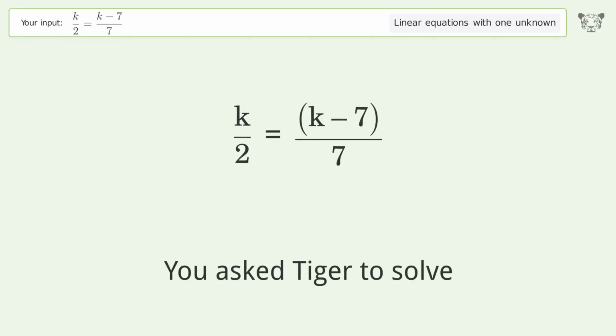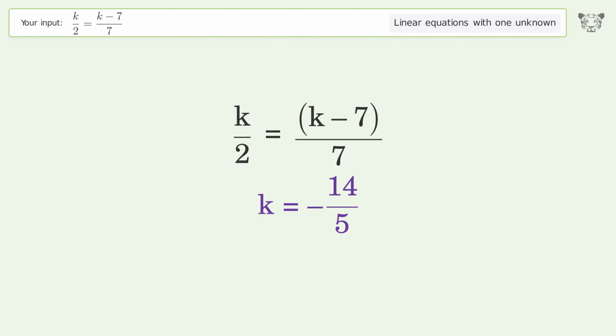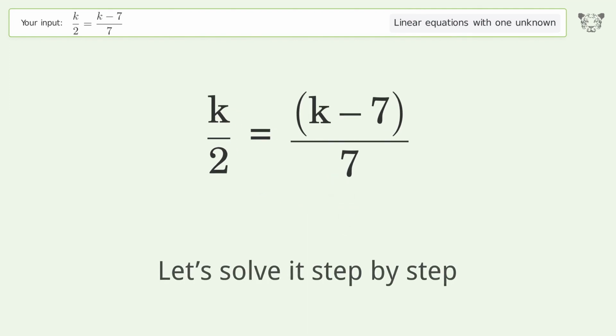You ask Tiger to solve. This deals with linear equations with one unknown. The final result is k equals -14/5. Let's solve it step by step.